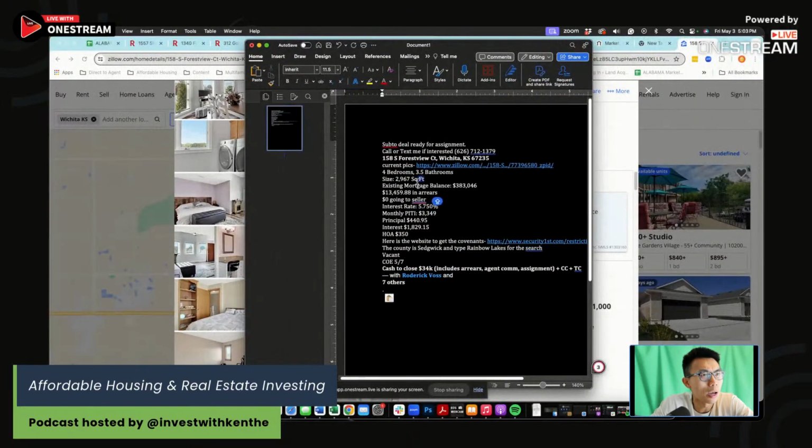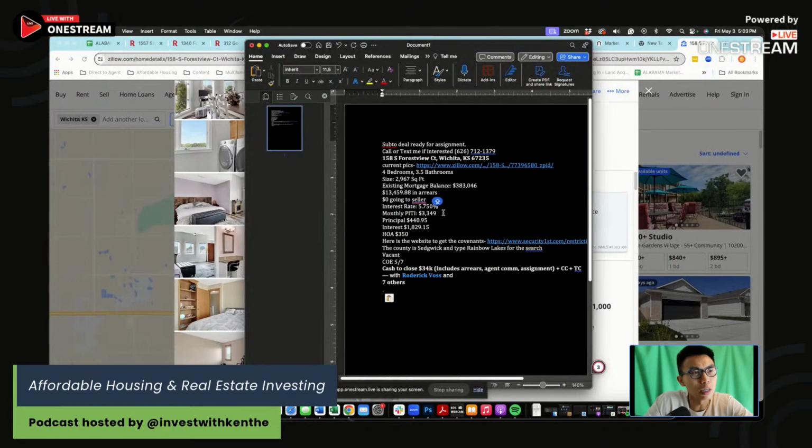4-bed, 3.5 bath, 2,967 square feet. Existing mortgage balance $383,000. There's $13,459 in arrears, which tells you why this property is being sold subject-to, because the seller is likely in some pain because they owe some money.